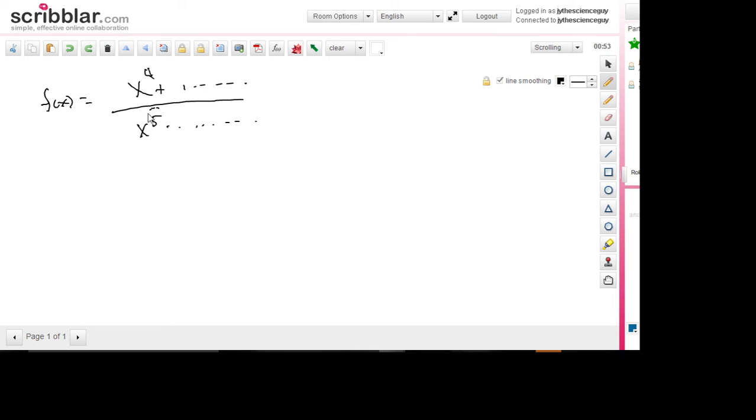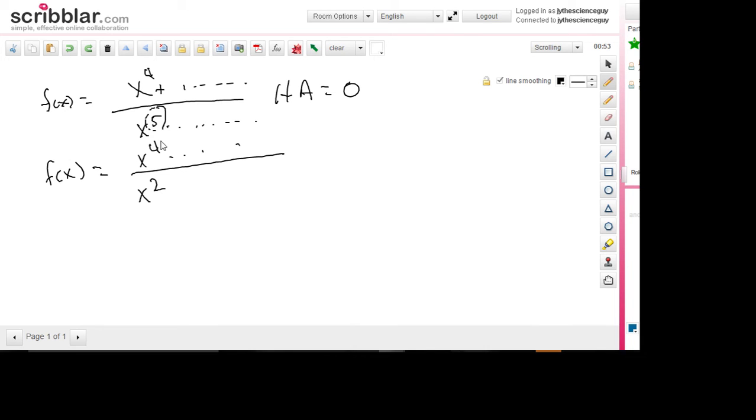So when the exponent is bigger on the denominator, the horizontal asymptote is equal to 0. That's all you need to know. If the power is bigger on the bottom, the horizontal asymptote is equal to 0. Okay. Here's the next one. What if I have f of x is equal to x to the 4th with a whole bunch of stuff over x to the 2nd?